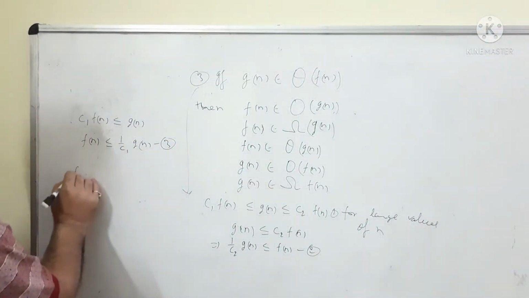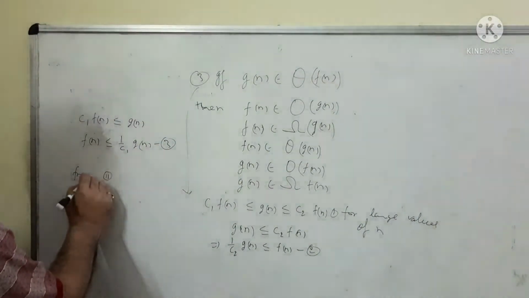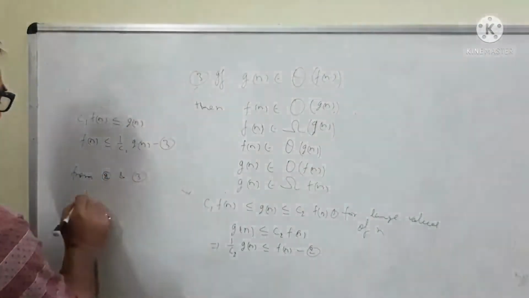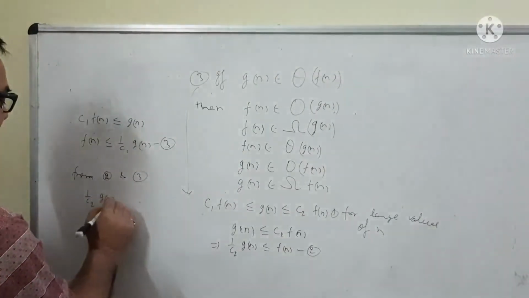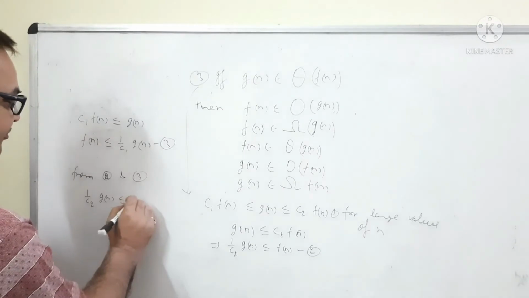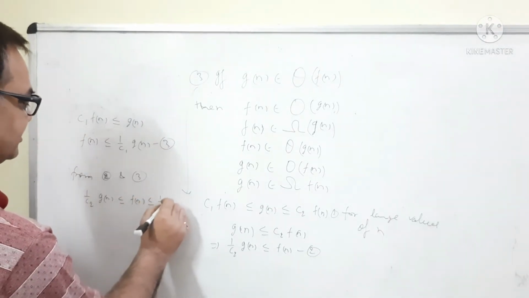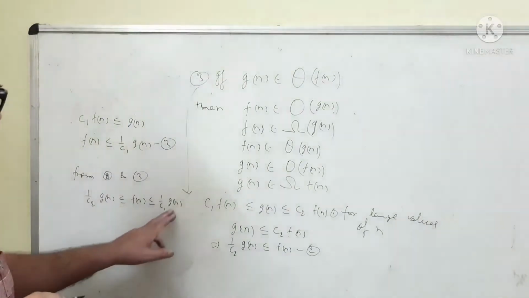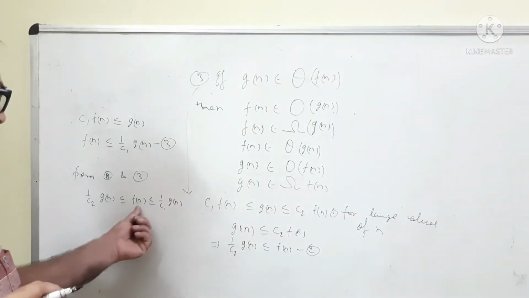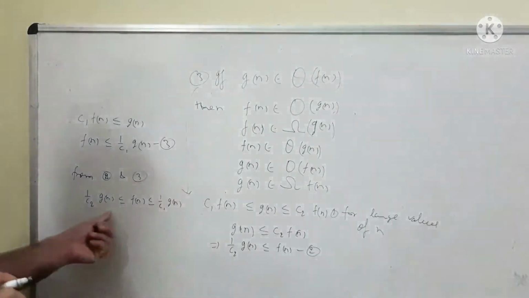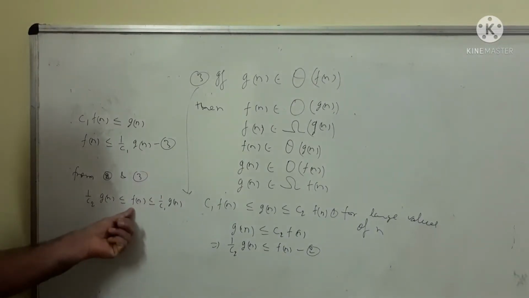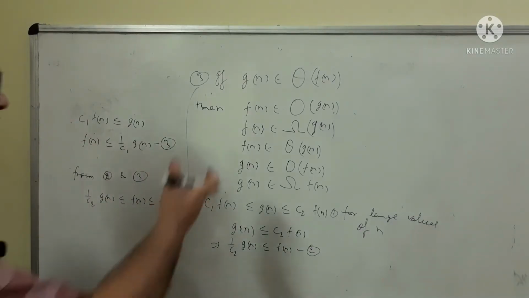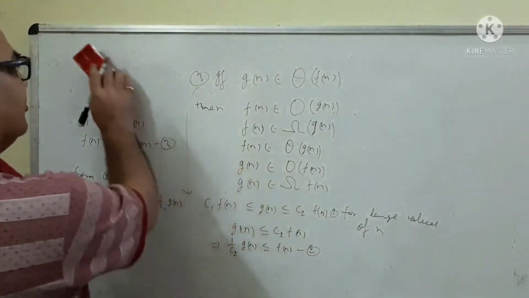So from 2 and 3, we have 1 upon c2 g(n) is less than or equal to f(n) is less than or equal to 1 upon c1 g(n). Here we have shown f(n) is less than or equal to 1 upon c1 g(n) for large values of n, hence f(n) is in big O g(n). From this inequality f(n) is in big omega g(n), and seeing this inequality as a whole, f(n) is in theta g(n). So all these results are shown.